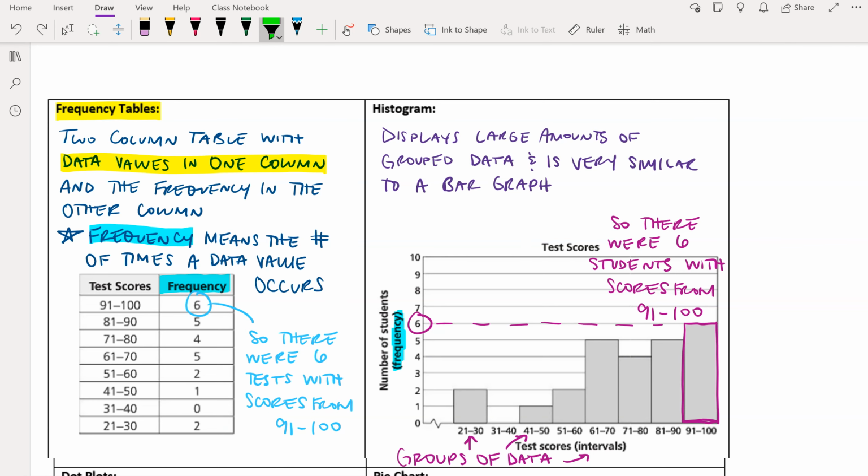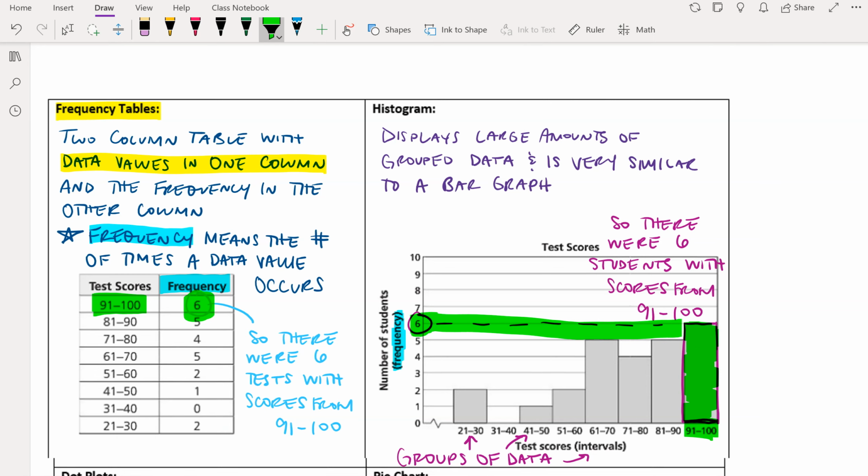Okay, histogram. On to histogram. This displays large amounts of group data and is very similar to a bar graph. So you can see a histogram down here. This is actually the same data as before, so we're talking about test scores again. And you can see like this data, 91 to 100, there were 6 students who scored that. Over here we have 91 to 100, and you can see that that lines up with the 6 students who scored that.